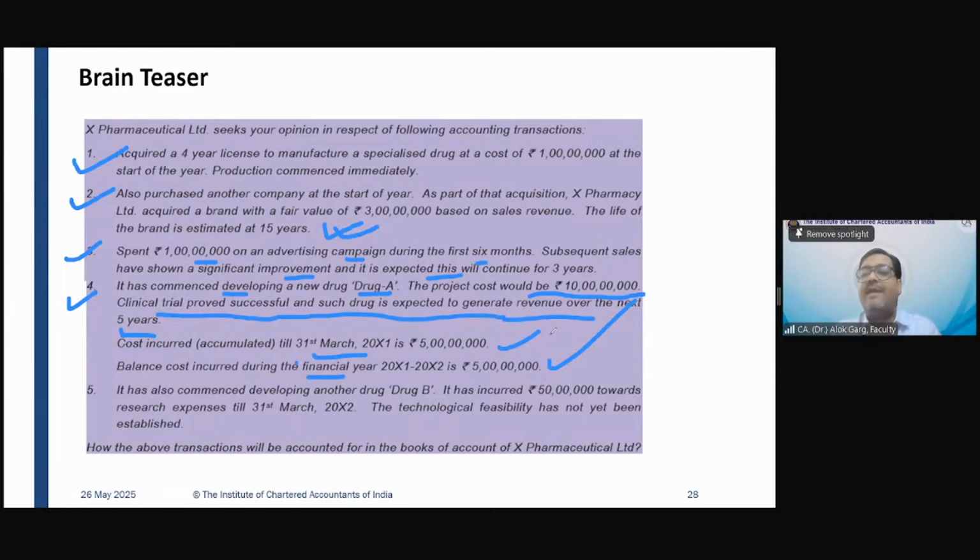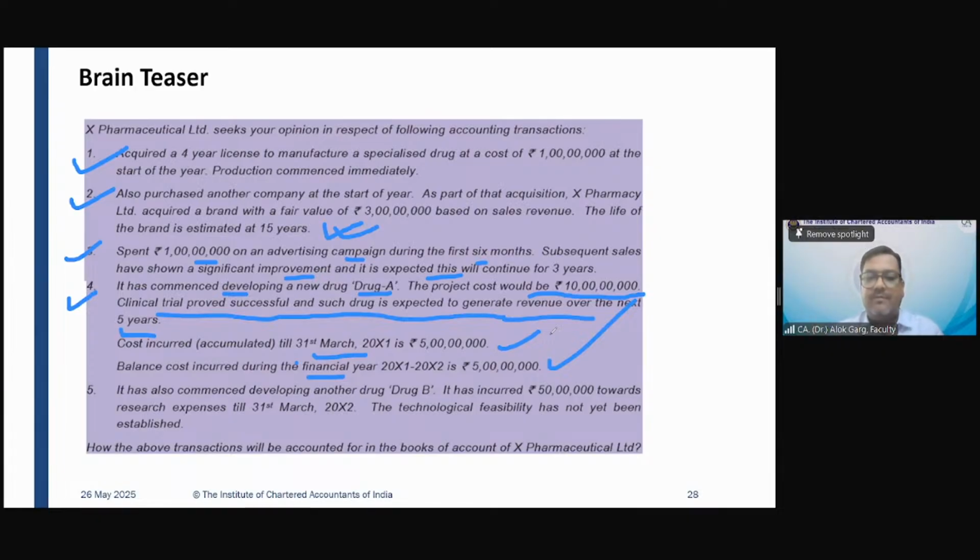And if you want to write an assumption for that, you can write that. Because otherwise, how will you allocate what is the amount in the research phase and what is the amount in the development phase? So we will assume once this has been successful, then only this 10 crore has been spent. What is the accounting entry in 20x2? In 20x2, the accounting entry is again intangible asset under development account debit to bank account 5 crore. What is the last entry? Intangible asset account debit 10 crore to intangible asset under development 10 crore.